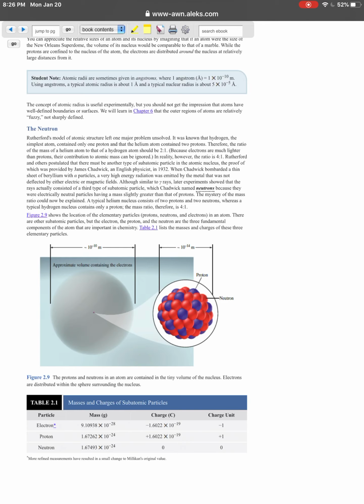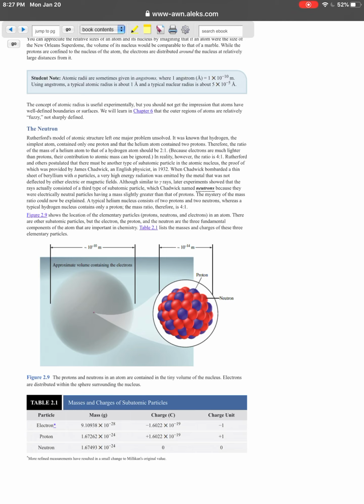And in table 2.1, some information is given: the mass and the charge unit of these particles. So the electron has a mass, shown a little more precisely here, 9.10938 times 10 to the minus 28 grams. The proton, even though it's also very small, it's much larger than that of the electron: 1.67262 times 10 to the minus 24 grams. That's much, much larger. It's 2,000 times larger. So one proton has the same mass as approximately 2,000 electrons.